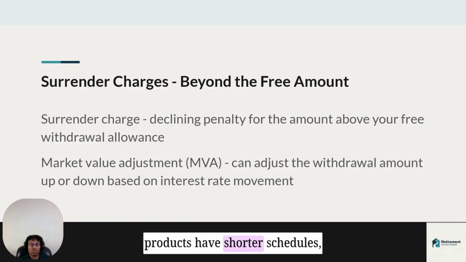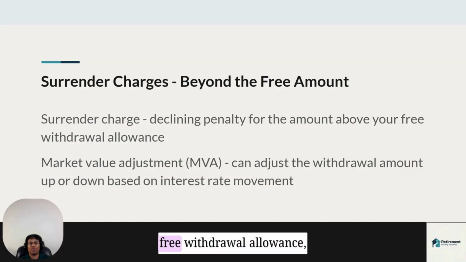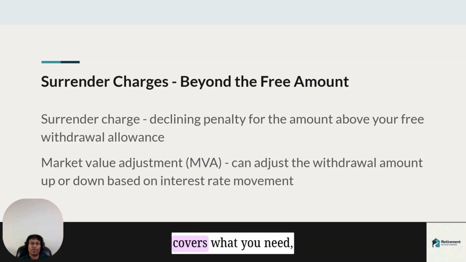Some products have shorter schedules, some have longer ones, and the starting percentage differs too. This is an example of how it generally works, not a quote on your specific contract. Here's a detail people often miss. The surrender charge only applies to the amount you withdraw above your free withdrawal allowance, not the whole withdrawal. So if your free amount covers what you need, you're not triggering a surrender charge at all.